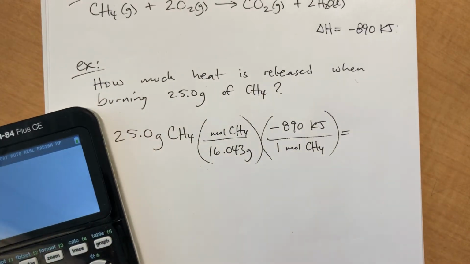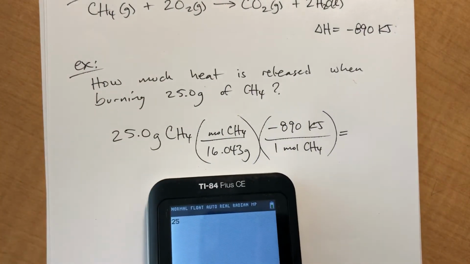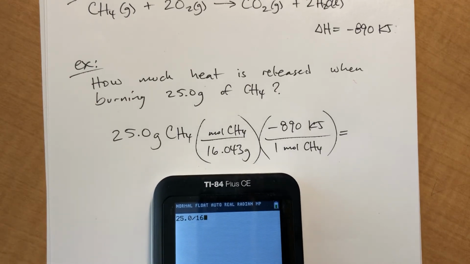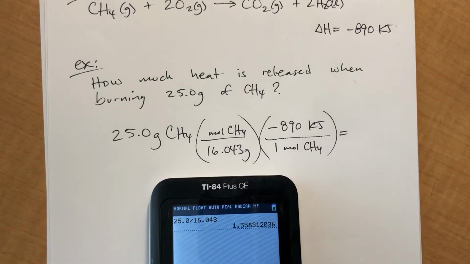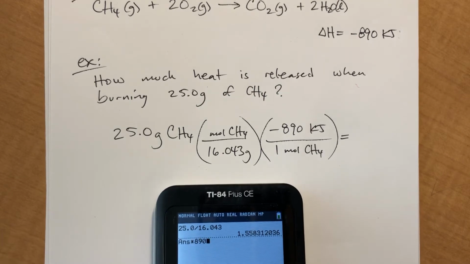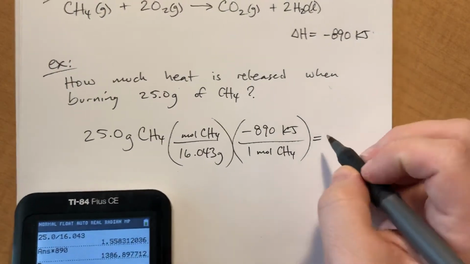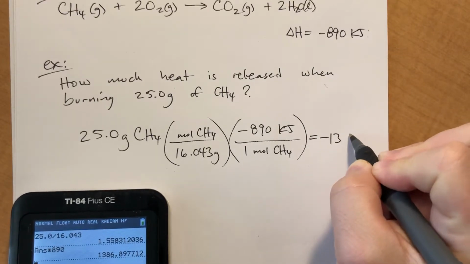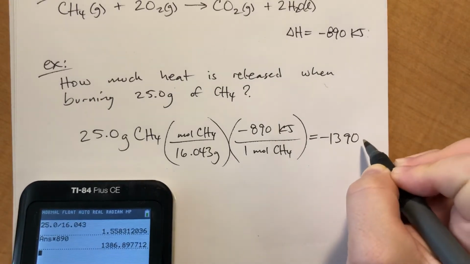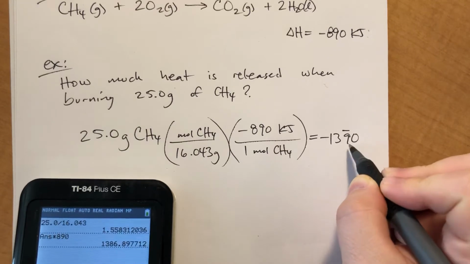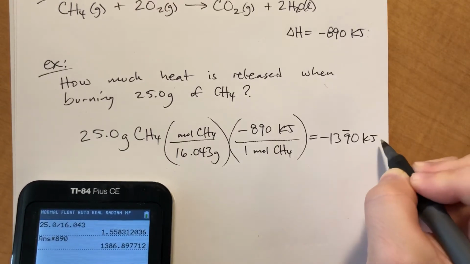So 25.0 divided by 16.043, times 890, and the answer is, I guess, 3 sig figs, negative 1390 kilojoules. The line over that, because that's our last sig fig.